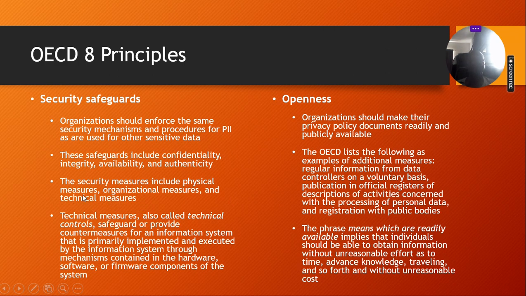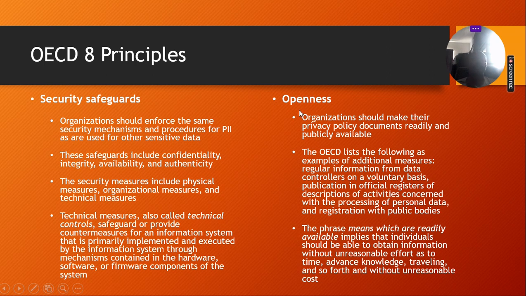Your technical measures could include your codes, your algorithms, your pseudonyms, all of these things that can regenerate whatever we are looking at. The technical measures also include technical controls, safeguards, and countermeasures for any information system, primarily implemented and executed through mechanisms contained in the hardware, software or firmware components of the system. So you should put all these things in place to guarantee that people's information will be safe.